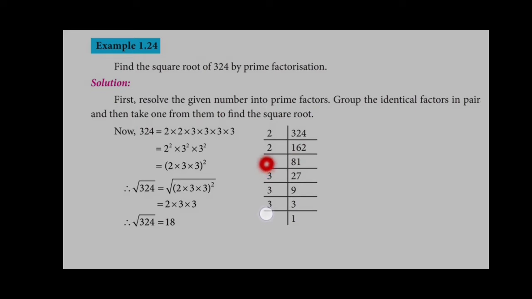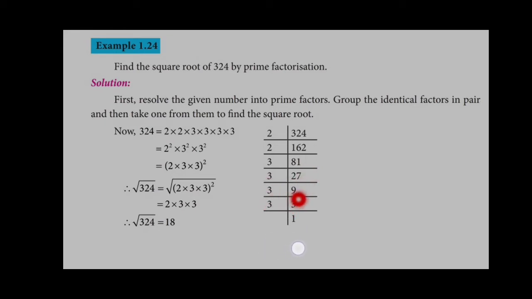The next number is 3. You know what prime numbers are. So use only prime numbers. 2 threes are 6, carry 2, 21, 7 threes are 21. Again we can use the 3 table. 9 threes are 27, again the 3 table.